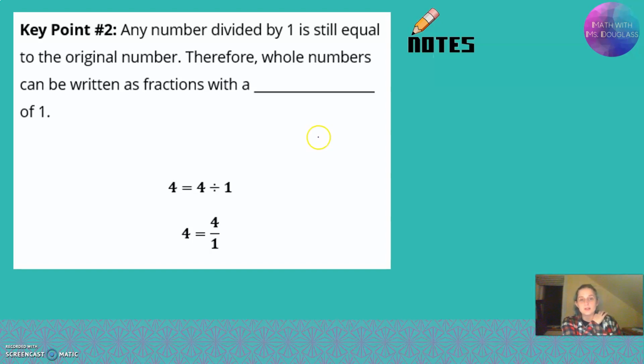This one we're going to see a little sooner. Any number divided by 1 still equals whatever that original number was. So if you have a whole number, you can rewrite it as a fraction, so long as it has a denominator of 1. Let's try it out. If I wanted to write 82,000 as a fraction, 82,000 divided by 1 is still 82,000, but now it has a numerator and a denominator, so now it's a fraction. 93 divided by 1 is still 93, but now it's in fraction form.